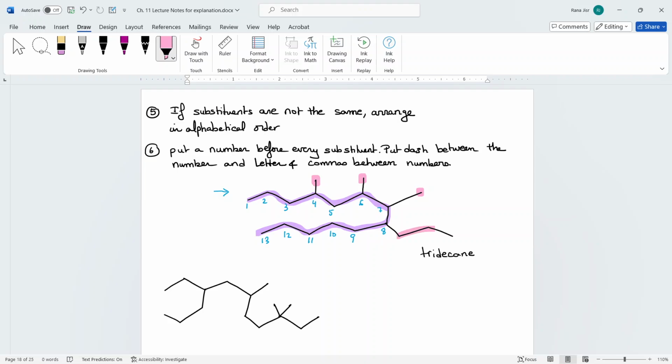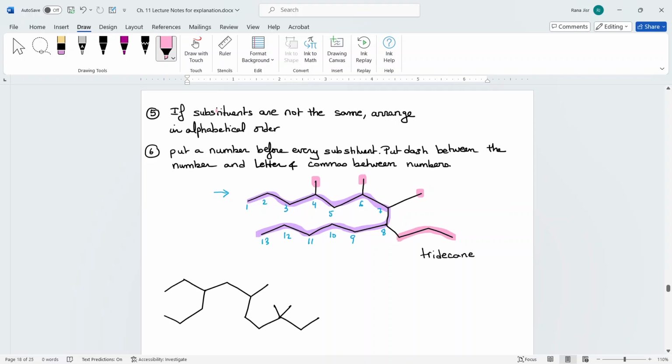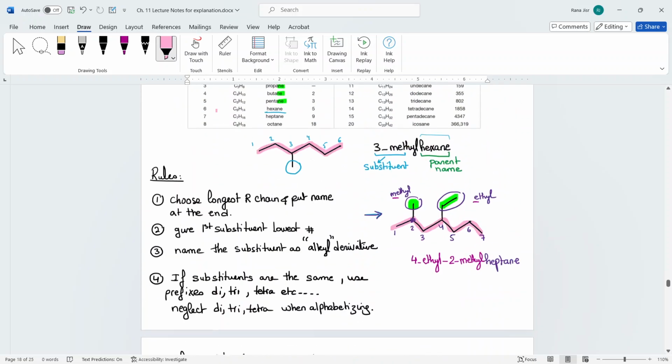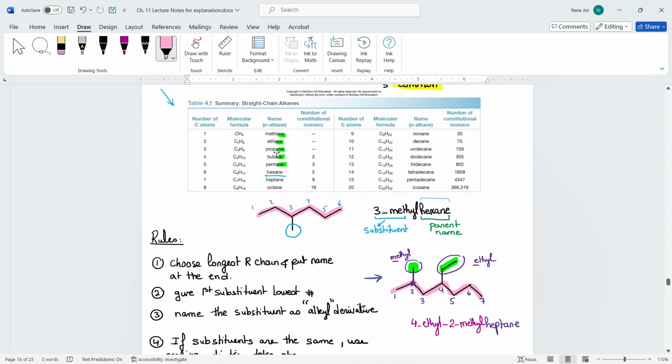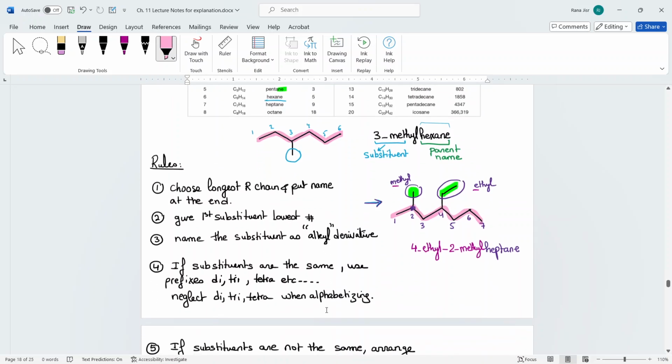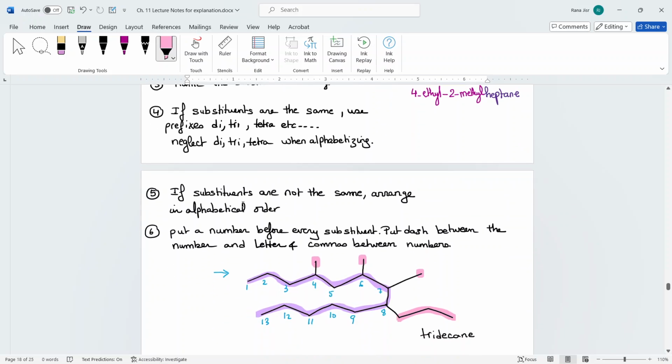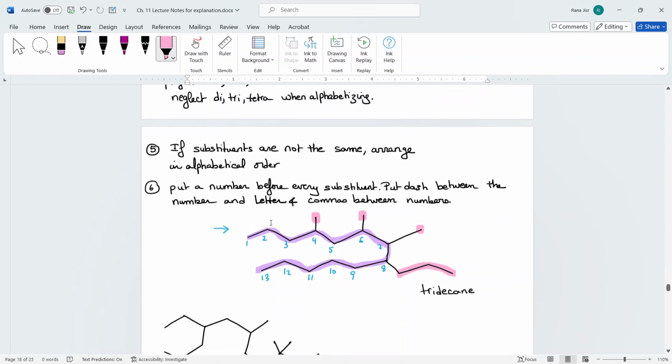And then I do have a chain of 3 carbons here, which is a propyl group. So you look at the table, a chain of 3 carbons is a propane because it's an alkane substituent. You name it as an alkyl, so it's going to be a propyl. These are the prefixes here. Use di, tri, tetra, etc. whenever you have substituents that are the same.